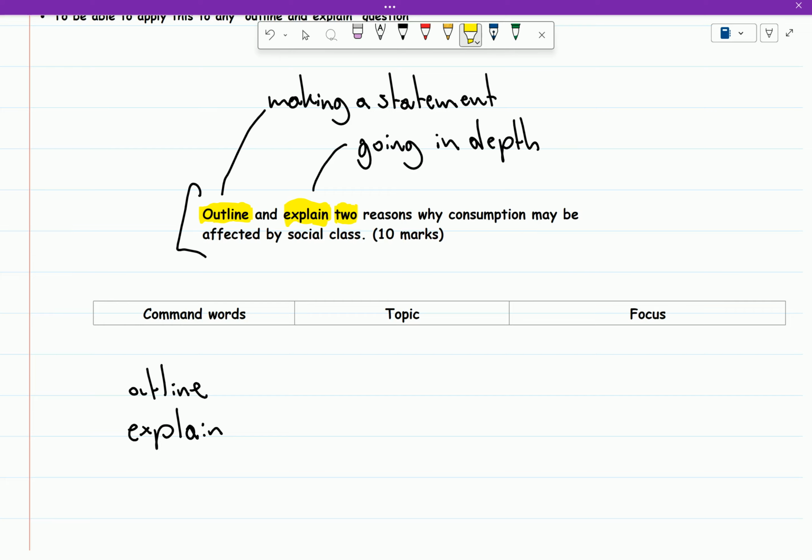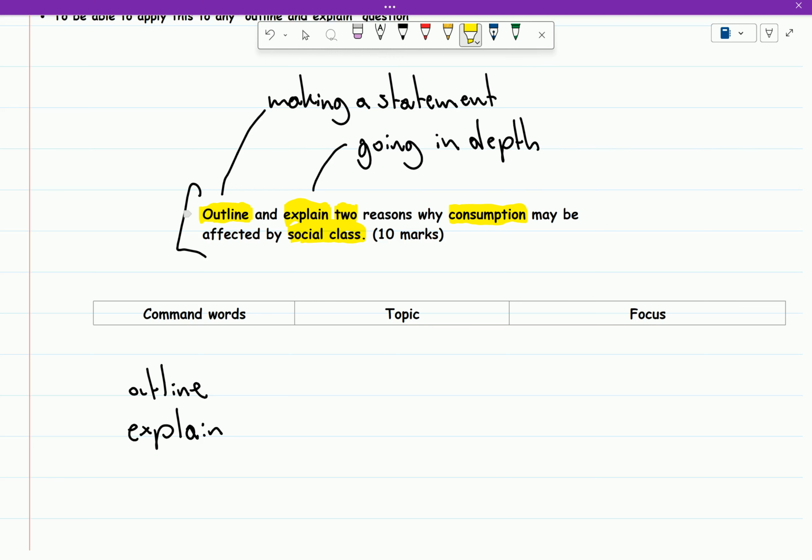So Alan explained 2 reasons why consumption may be affected by social class. So we have a topic here, we have a concept, consumption. You would have covered this in class. May be affected by social class. Again, something else that you've covered in class. So then the question becomes, which one's affecting the other? Well, if you read the question carefully, it will tell us.